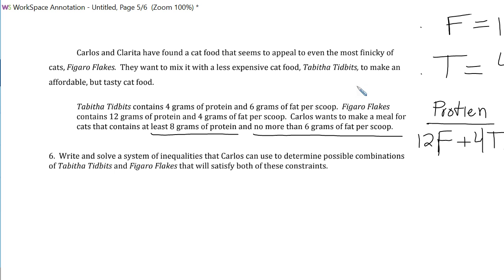Now, if you look at the fat, this is where it gets confusing because it's not fat, it's Figaro. There are 4 grams of fat for every scoop of Figaro, and there are 6 grams of fat for every scoop of Tabby, and that must be no more than, so less than or equal to, 6 grams total. These are our constraint equations.